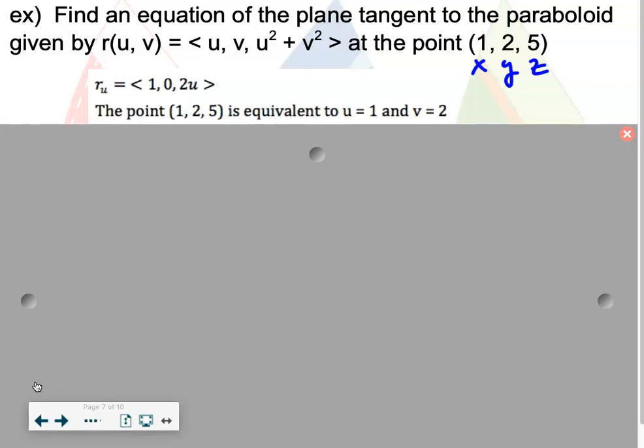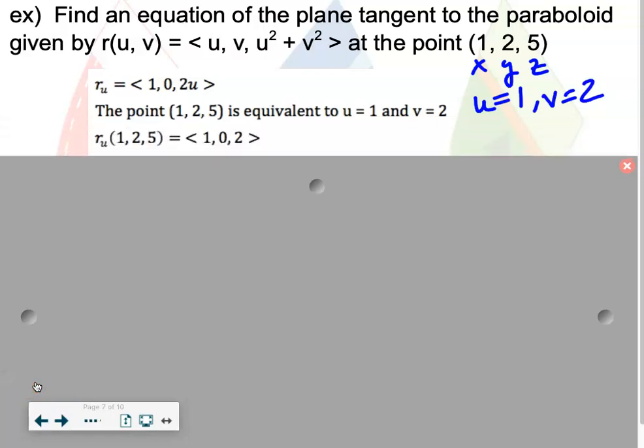If our x is 1, then our u has to be 1. Am I thinking that right? Yeah. And if our y is 2, our v has to be 2. It's the only way for this to work. So you have a u of 1 and a v of 2. So this equates to u equals 1, v equals 2.